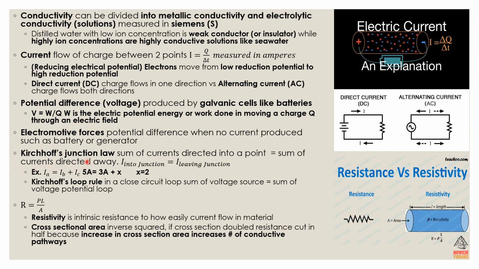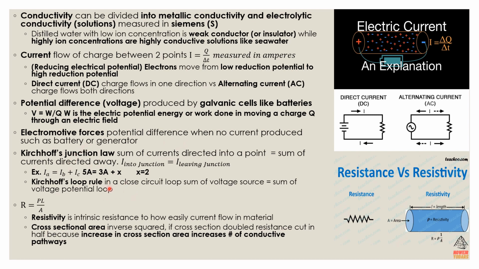Kirchhoff's junction law states that the sum of the currents directed into a point is equal to the sum of currents directed away. So current into the junction is equal to current leaving the junction. For instance, let's say you have a total of 5 amperes into a junction, and then you have current B and current C, and current B is 3. So what's current C? Current C is going to be 2, because 2 plus 3 is equal to 5 amperes. It says that the total going in is the total leaving out.